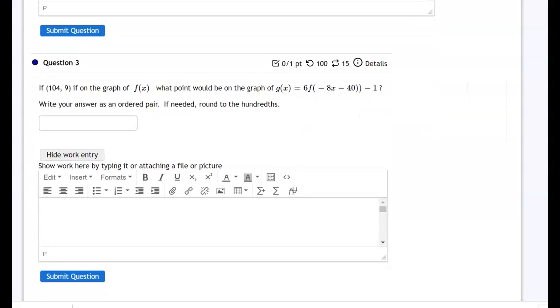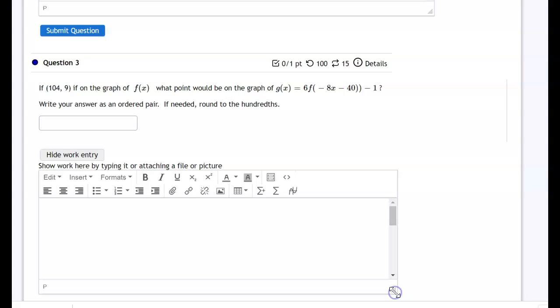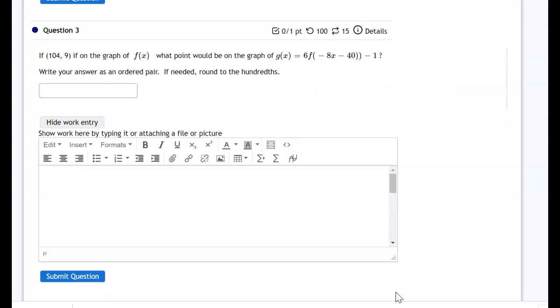So same idea. If you have that point and that function, we want you to be able to describe the transformations, and we also want you to be able to move the point. So when you look at this particular problem, the first thing you should realize is you need to factor out that -8 in order to get the translation correct. So I'm going to make this box a little bigger. So when you factor out the -8, I'll scroll down a little bit.